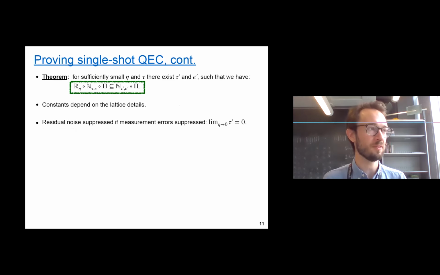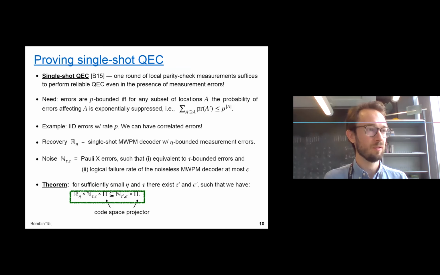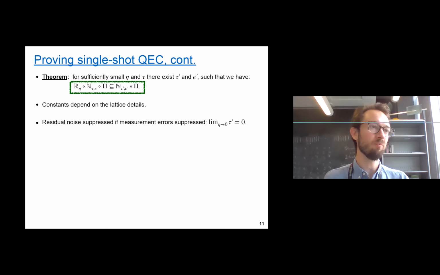So the important thing is that the residual noise is suppressed if the measurement errors are suppressed. As we said before, tau is about the tau bounded errors. If we reduce the measurement noise, which is captured by eta, then tau prime is telling you about the noise left over in the system, and we can reduce this arbitrarily. We can make this 0 by just reducing the measurement error rate.